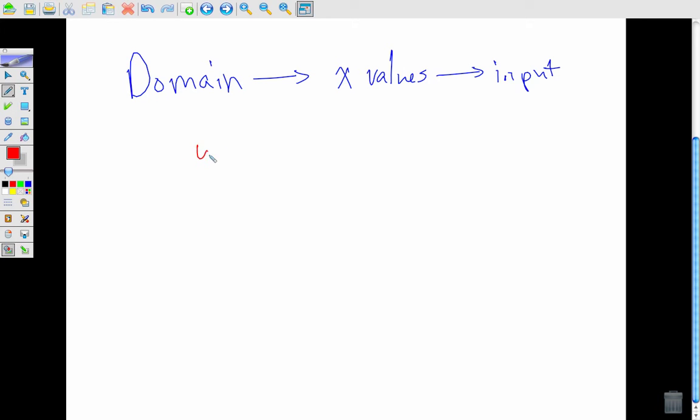Well, domain is really asking you what can you put in there.